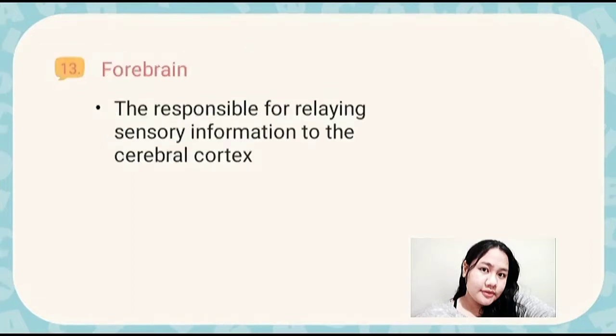Forebrain, responsible for relaying sensory information to the cerebral cortex. It represents one of the three major developmental divisions of the brain. The other two are the midbrain and hindbrain.